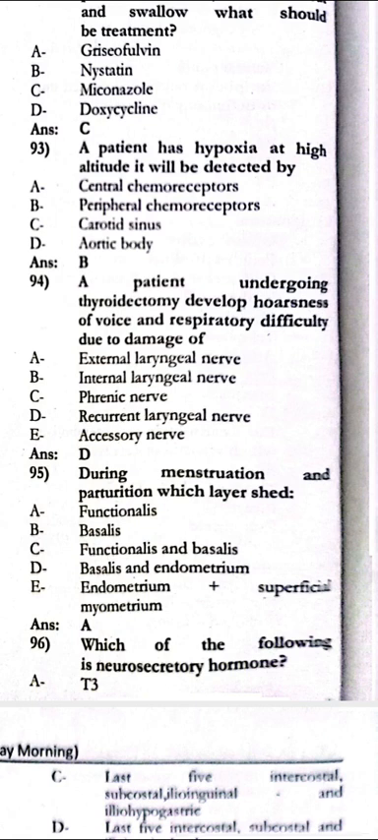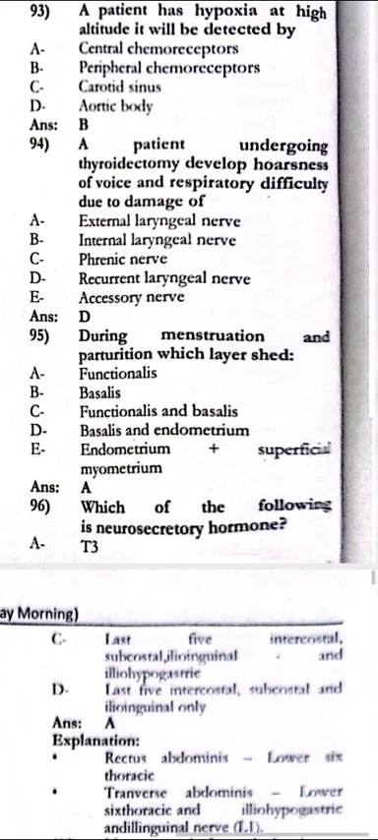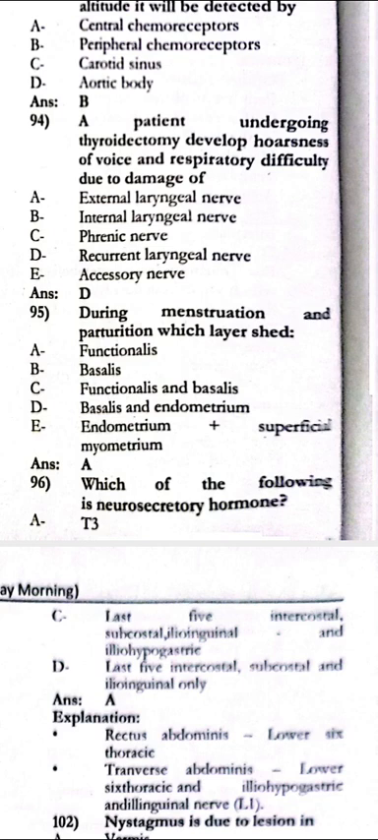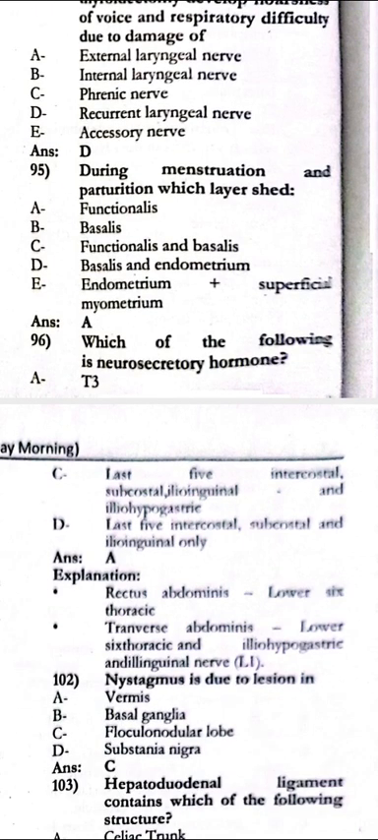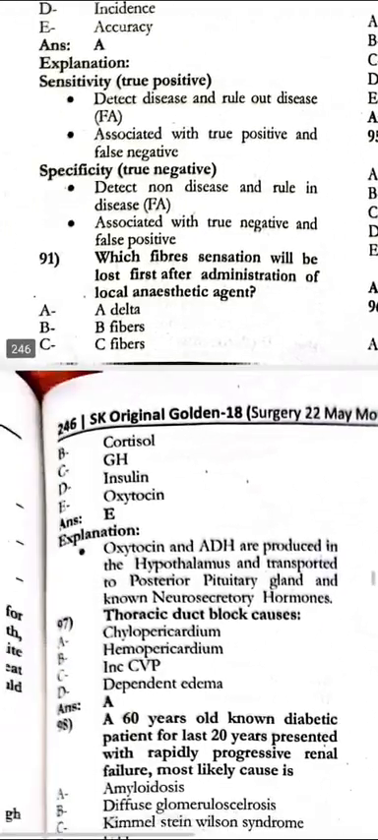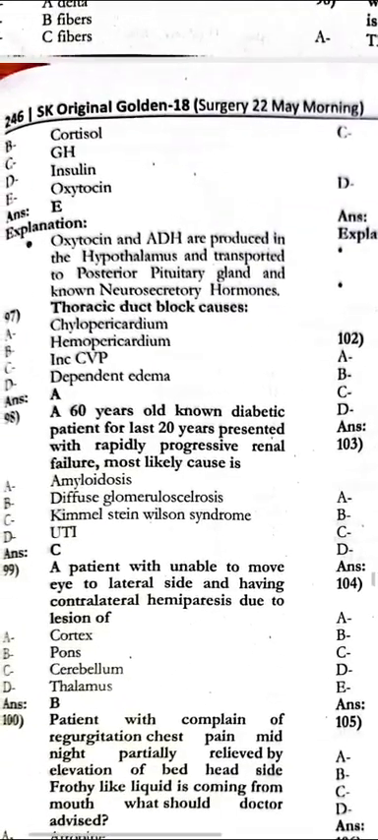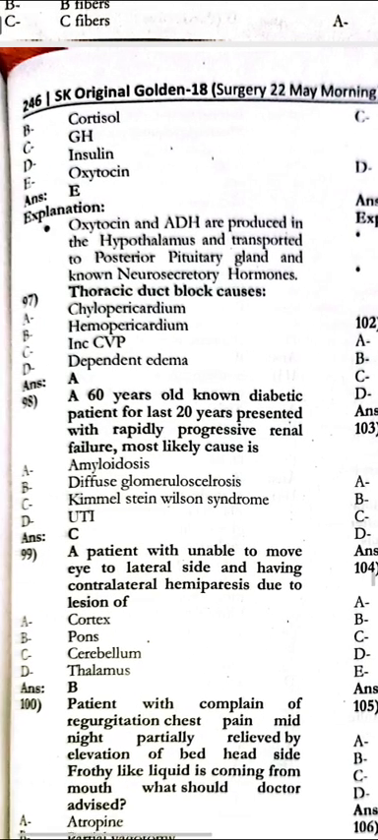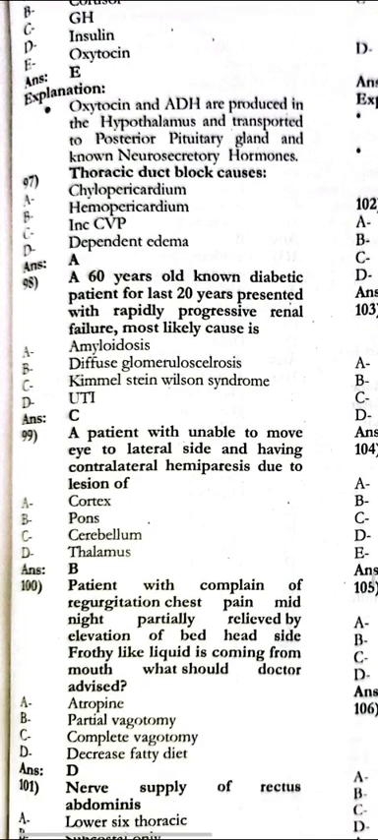The patient undergoing thyroidectomy developed hoarseness of voice and respiratory difficulty due to damage of the recurrent nerve. During menstruation in the postovulatory phase, which layer is shed? That is the functionalis. Which of the following is the neurosecretory hormone? That is oxytocin. The next is, thoracic duct block causes chylopericardium.